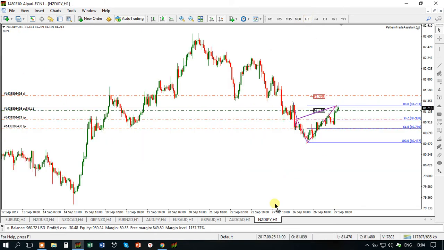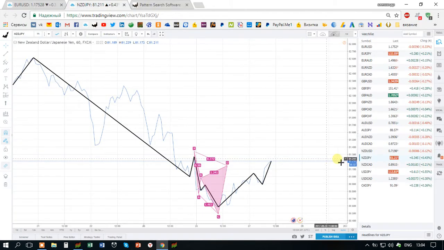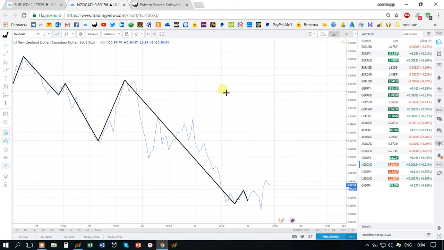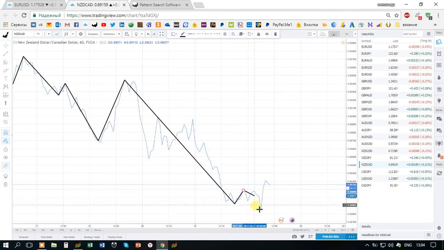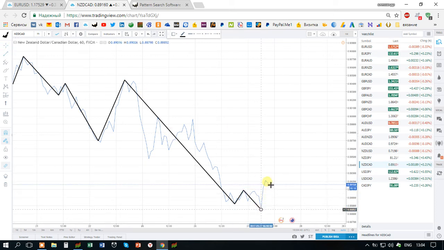Okay, let's switch to 1 hour. New Zealand yen is the trade I have. New Zealand Canadian is the next one. We violated to the downside, I suppose. Yes, then we didn't violate to the upside, but installed a new low, and then we installed a new high.